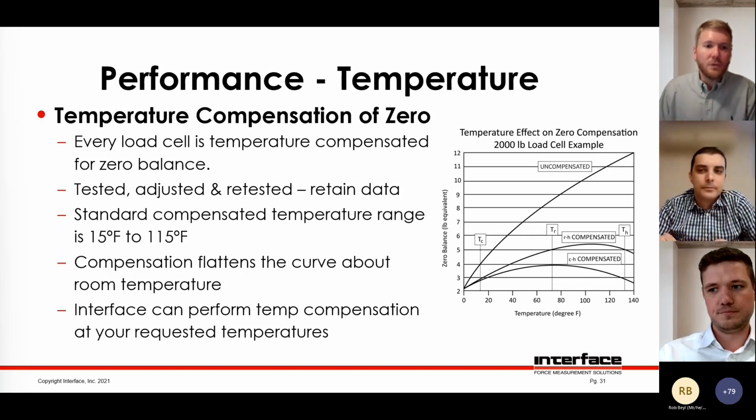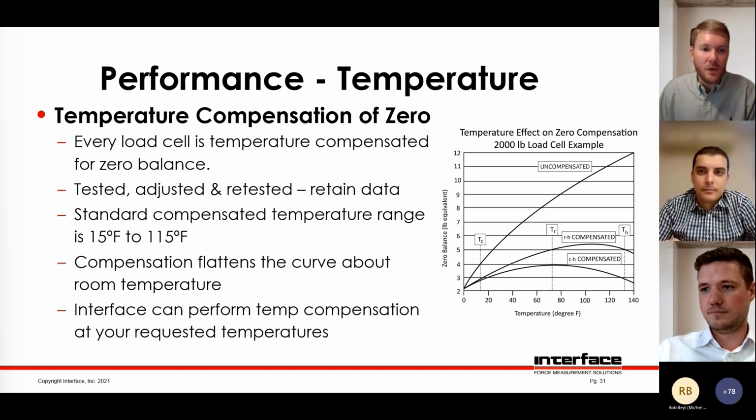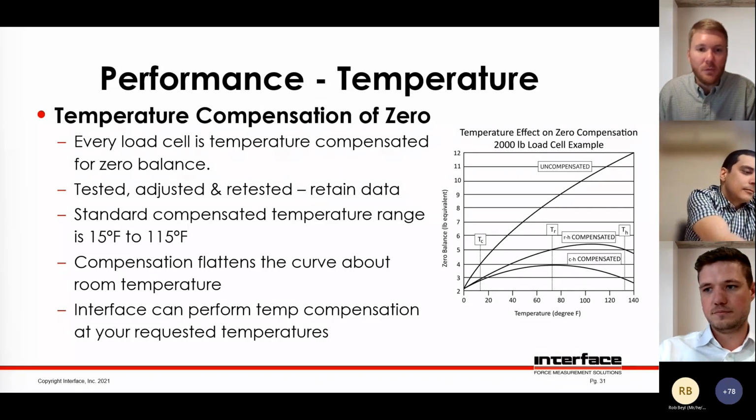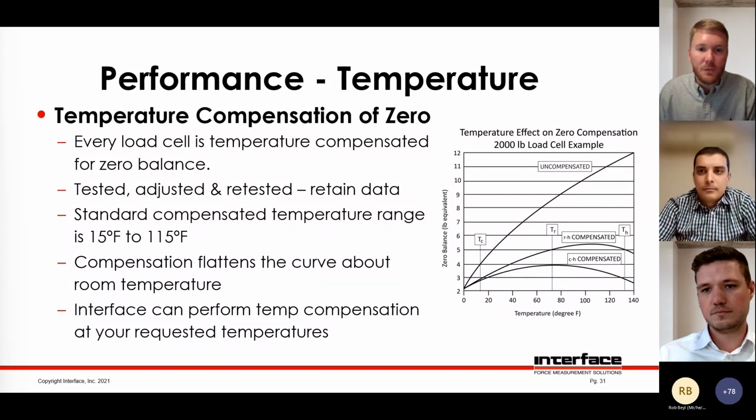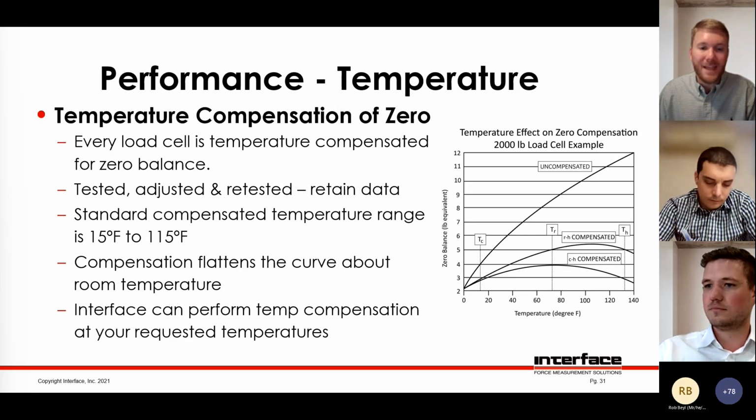Yeah, that's a good point. Every load cell we compensate at zero at different temperatures, but we do have another temperature chamber where we can calibrate your span at a specific temperature within a little bit tighter of a range. But like Rob said, let us know where these are going to be used, and if you want us to calibrate the span at a specific temperature, we'll do our best to accommodate those requests as well.